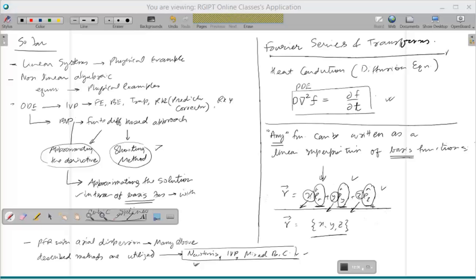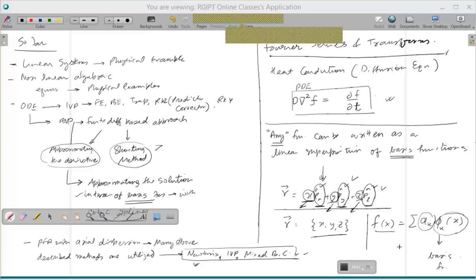In the same manner, functions can also be written. Any function f of x can be written as a sum of a_k times basis functions phi_k of x. These are the basis functions, analogous to the basis vectors, and these a_k are analogous to the coefficients x, y, z, like the coordinates of the function in reference to these particular basis sets. All right. So what is the condition?